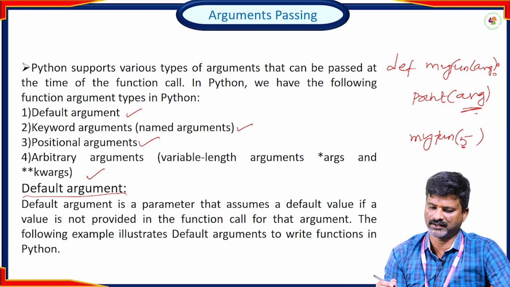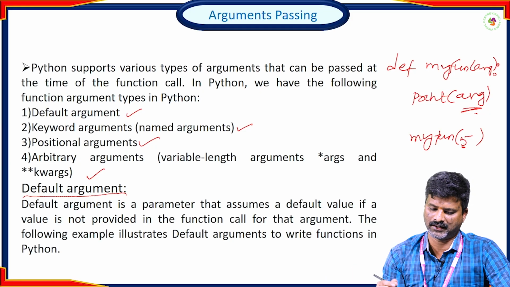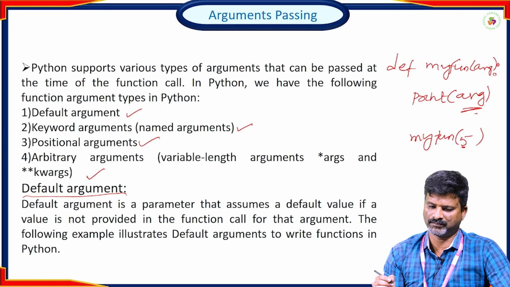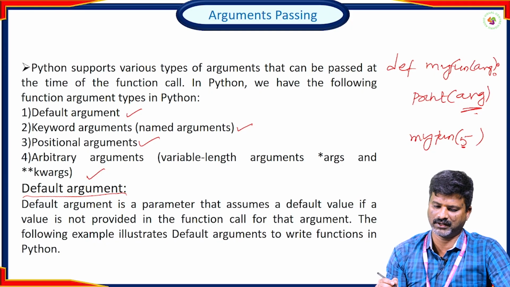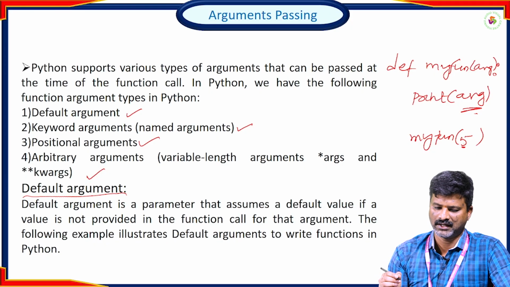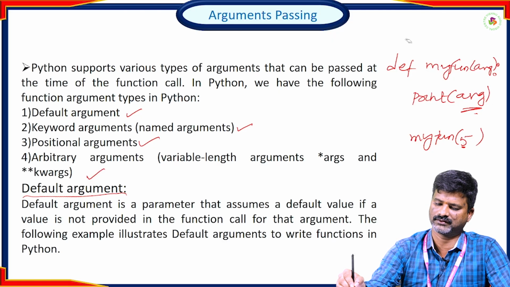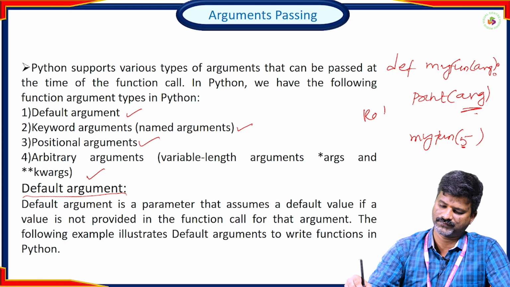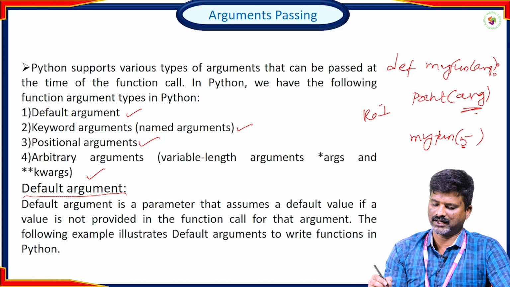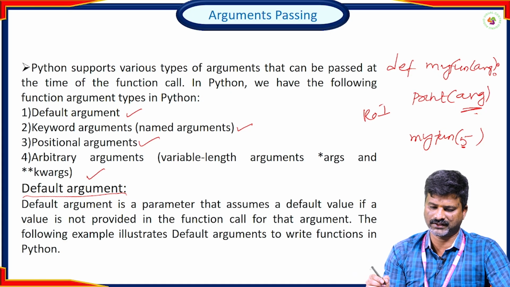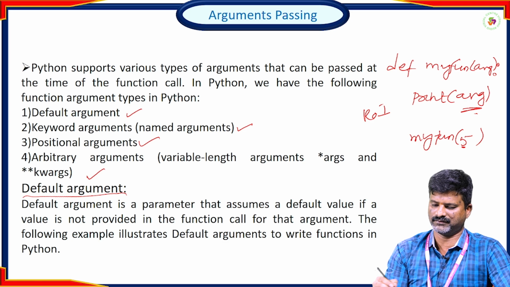Suppose in some situations I don't want to pass this particular value. I need to take some default value. One of the best examples here: when you are working with banking applications, for example, you are writing functionality for calculation of rate of interest. At that time, the rate of interest is fixed for every customer. Rate of interest is fixed.